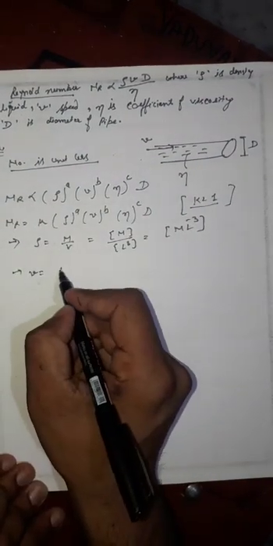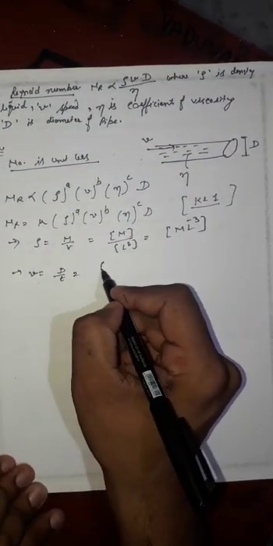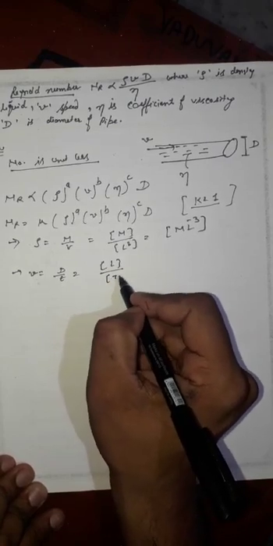Dimension of speed: speed is equal to displacement upon time. The dimension of displacement is L, and of time is T, so we know the dimension is L T^-1.